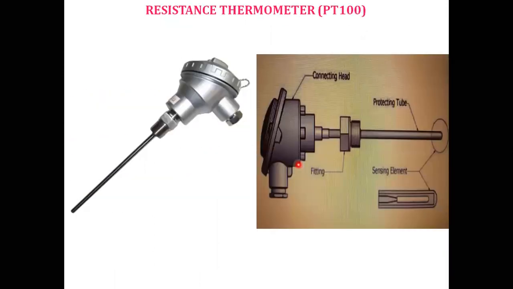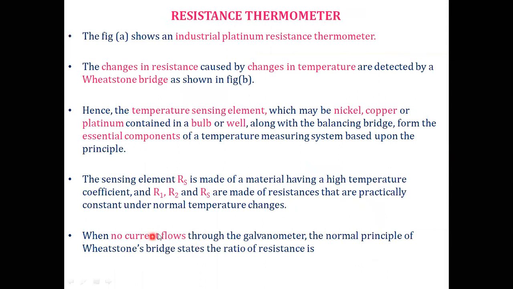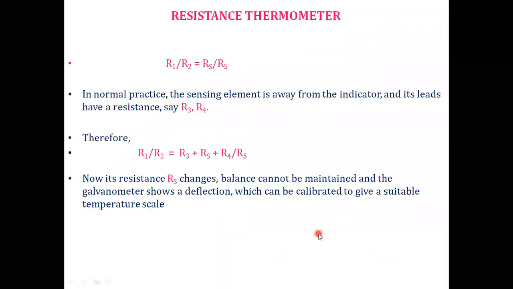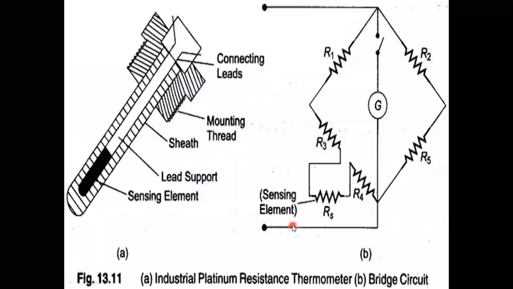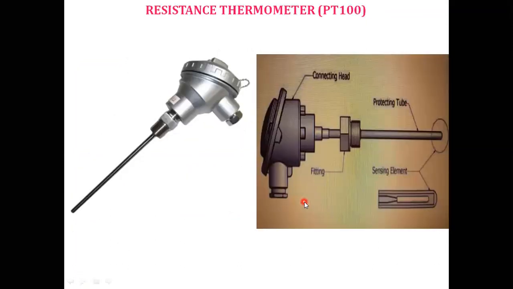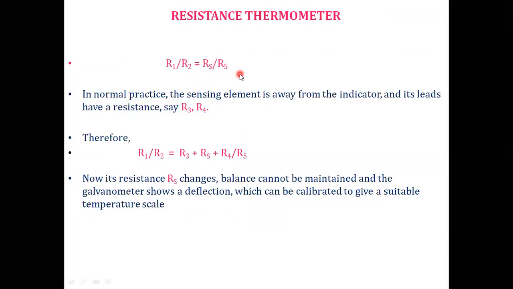Here the relationship is given by: when no current flows through the galvanometer, the normal principle of the Wheatstone bridge states that the ratio of resistances is R1 by R2 is equal to RS by R5. This is the balancing of the bridge. Normally we say R1 by R2 is equal to R3 by R4, similarly now R1 by R2 is equal to RS by R5.